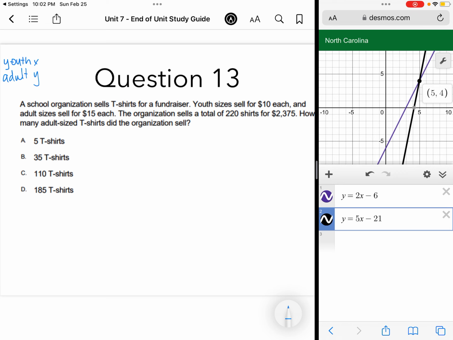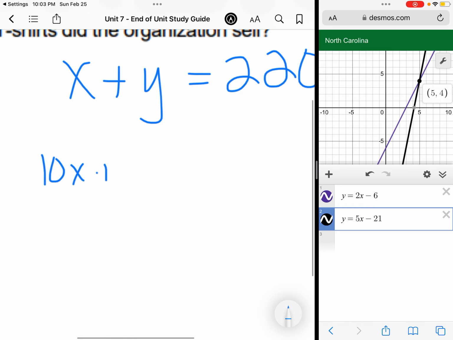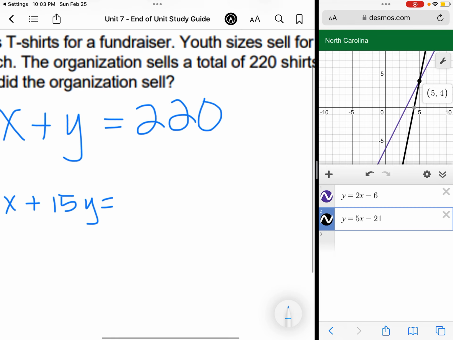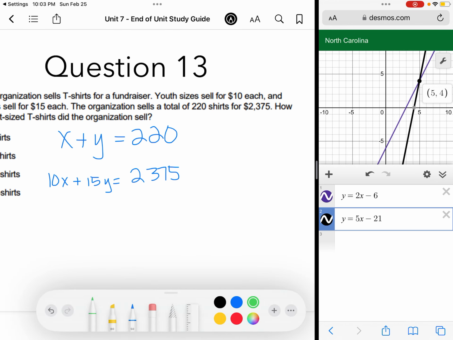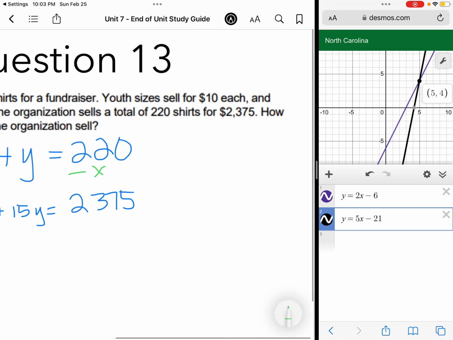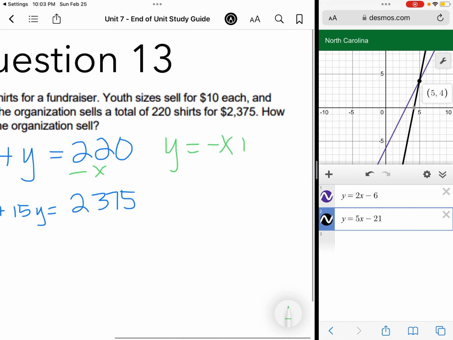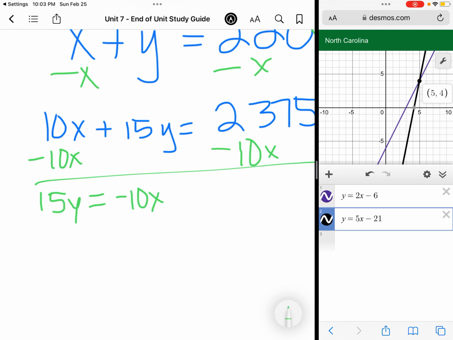So we know that x plus y equals 220 because we don't know how many of each they sold. We know 10x plus 15y equals 2,375. So we got to change these into y-intercept form. So I'm going to subtract x, and I end up with y equals negative x plus 220. And then this one's a little bit harder. Minus 10x. So I end up with 15y equals negative 10x plus 2,375.